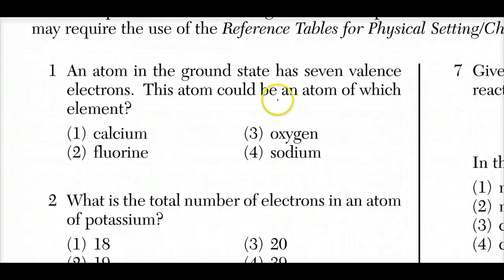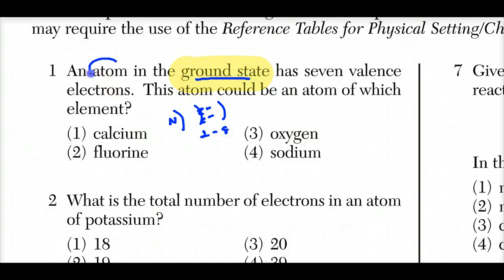In an atom in the ground state, has 7 valence electrons. This atom could be an atom of which element? First and foremost, a couple of little vocab words. Ground state means electrons are filled from lower energy first. So here's a nucleus. Electrons are in shells that fill the nucleus first. There's 2 electrons in the first shell, and there's 8 and so forth. So we're not dealing with an excited state.